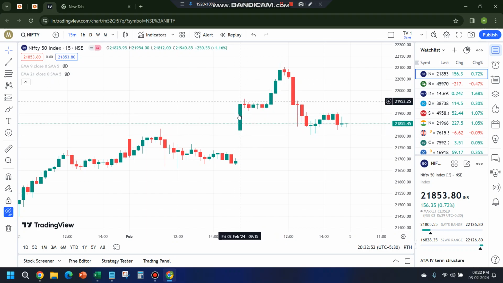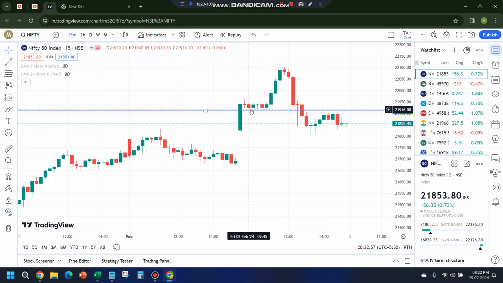Now, if you see, this is a pole and this is a flag pattern. Okay, let's say now I am bullish once it breaks above this level of 21,950 because the flag will be broken, and since it is a pole and flag, the moment the flag is broken, it will again give the target equal to the pole at least. So I'm bullish on market.